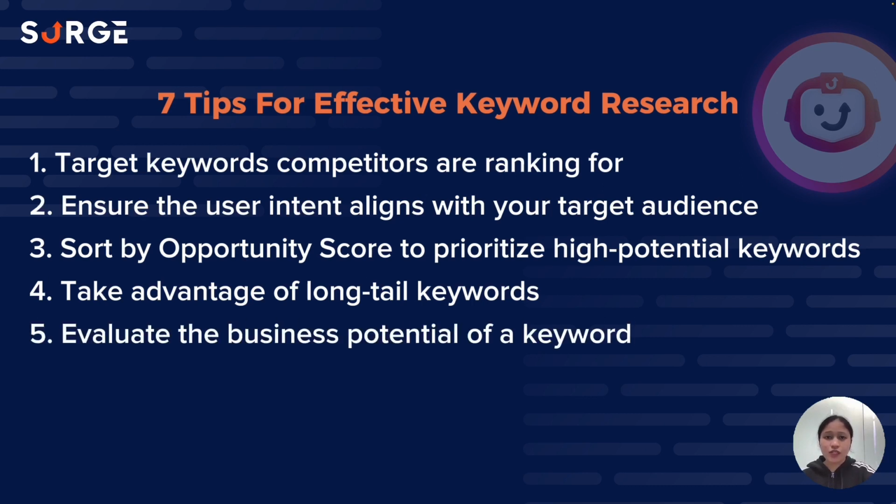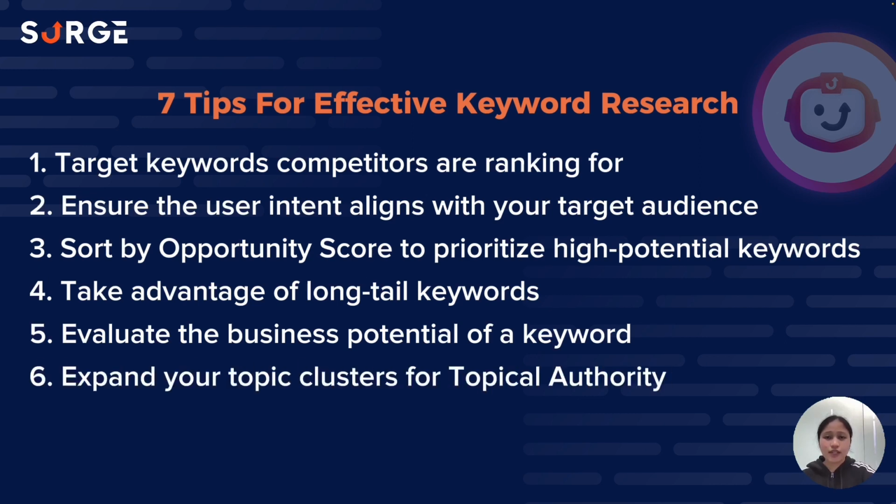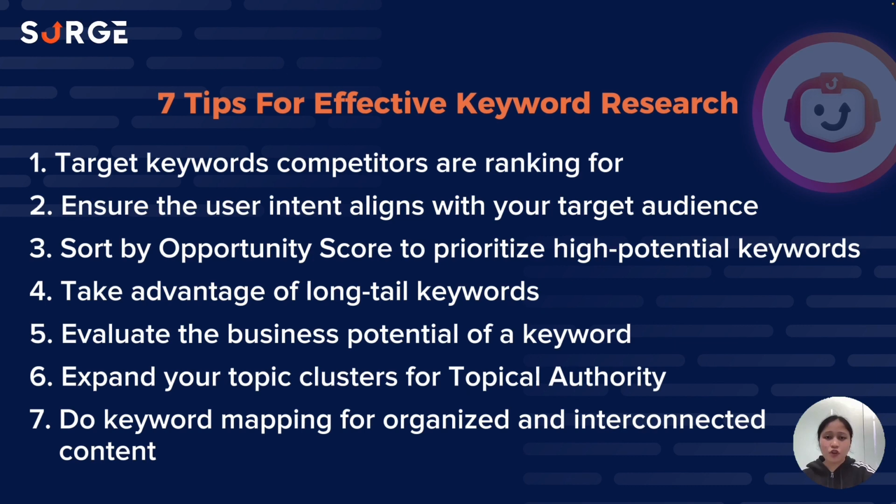Fifth, evaluate the business potential of a keyword, whether it can contribute towards your product or service. Sixth, expand your pillar topics and cluster content for topical authority. And seventh, do keyword mapping for organized and interconnected content. And that's a wrap! By following the steps I've outlined, you'll be more than ready to do keyword research and choose the best keywords for your site.